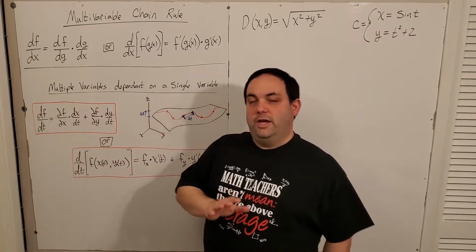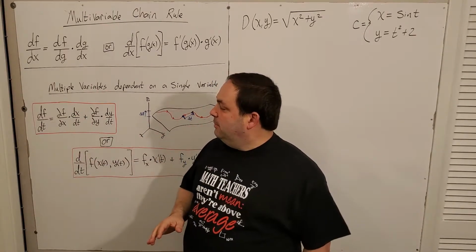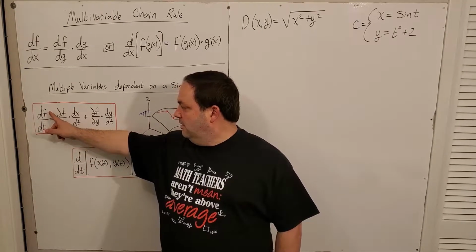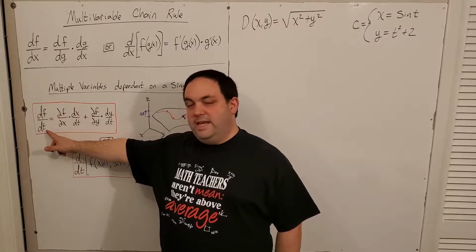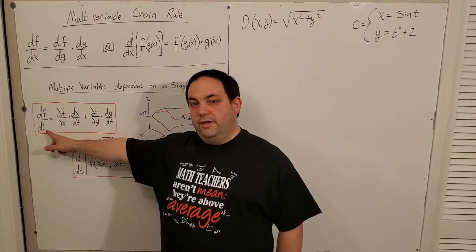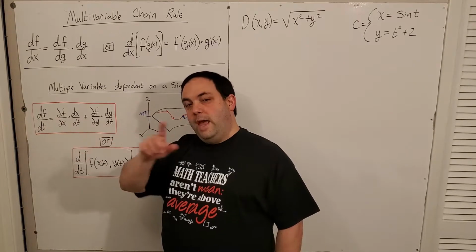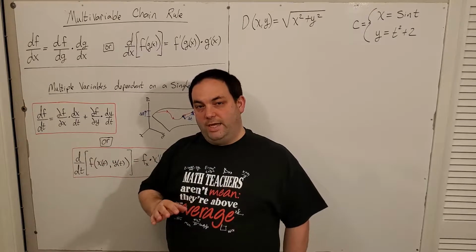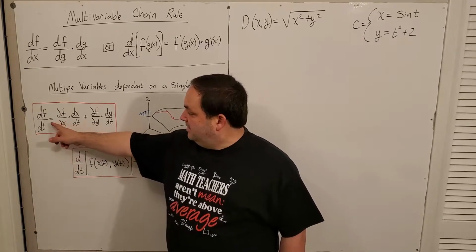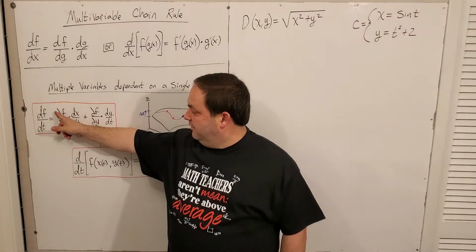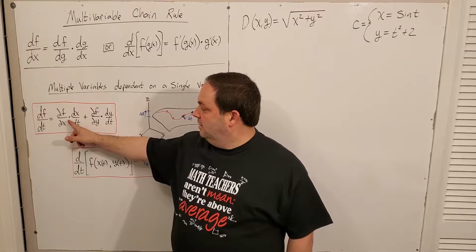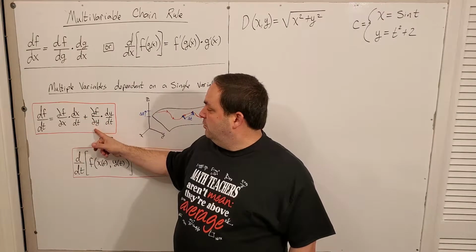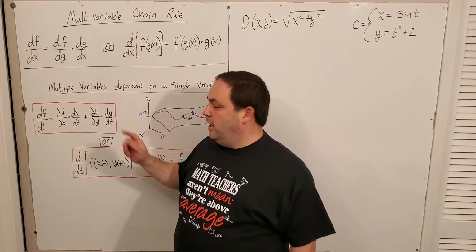The multivariate chain rule is very similar. Take a look at it in differential form here. The derivative of f with respect to t. Notice that's not a partial derivative here, okay? What that means is t is the only variable that is actually changing. But that's equal to the partial derivative of f with respect to x times dx/dt plus the partial derivative of f with respect to y times dy/dt.